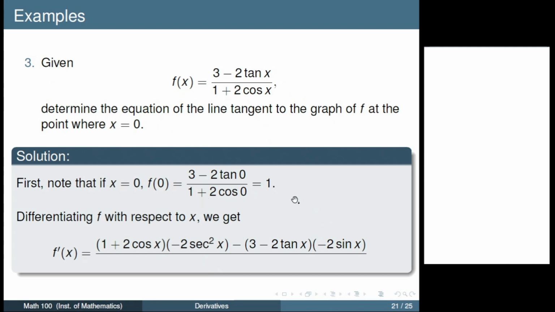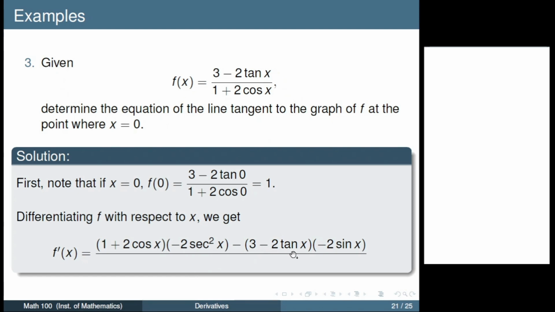Next, slope. Get the derivative. f prime of x equals quotient rule, low, this one, times d high. Ang derivative nito would be, ito 0 to, no? Constant lang yan. Minus 2, ang derivative ng tangent ay secant squared. So, ito yon.